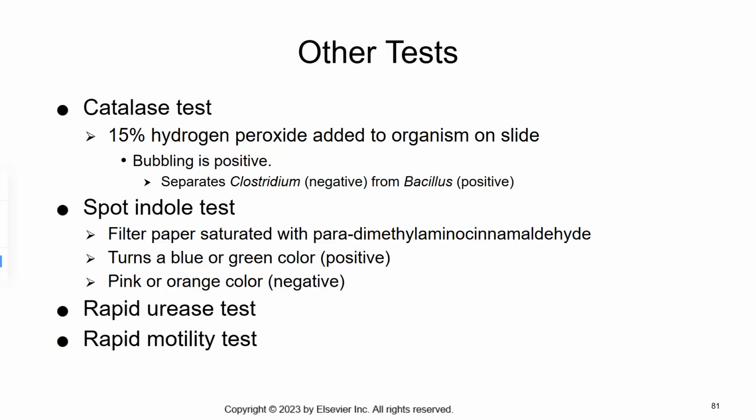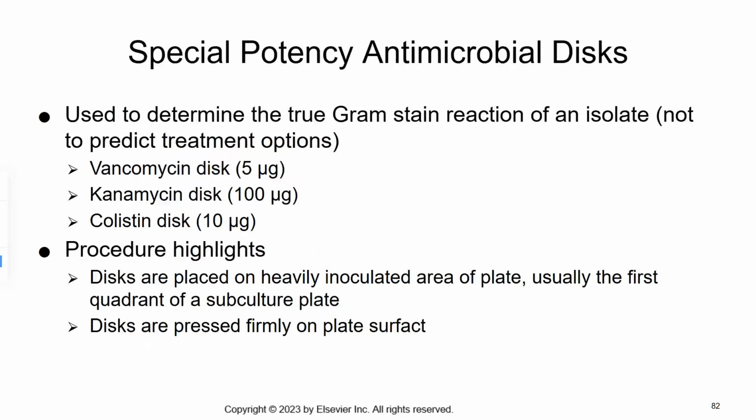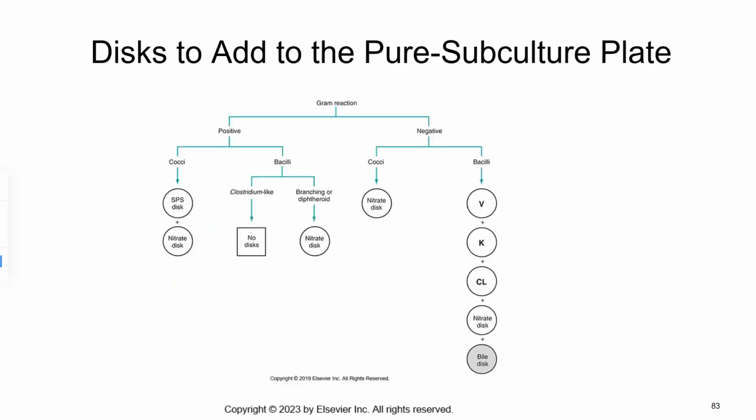Other tests include the catalase, spot indole, rapid urease, rapid motility test. Antimicrobial discs, vancomycin, kanamycin, and colistin discs are used. Occasionally we'll use SPS discs, bile discs. And here you can see the breakdown of what the different discs are used for.